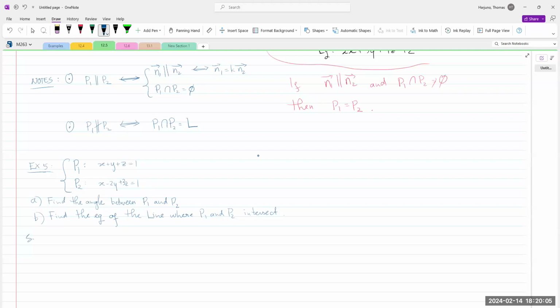Okay, solution. Notice that P1 is normal to the vector (1, 1, 1). Let's call this N1. And plane 2 is normal to (1, -2, 3), and call this N2. So part A, the angle between P1 and P2 is equal to the same angle between N1 and N2.